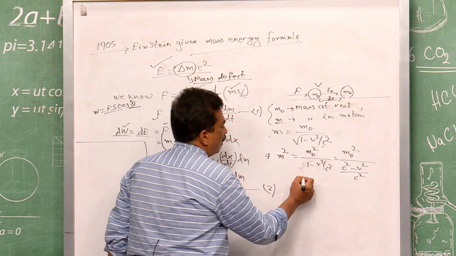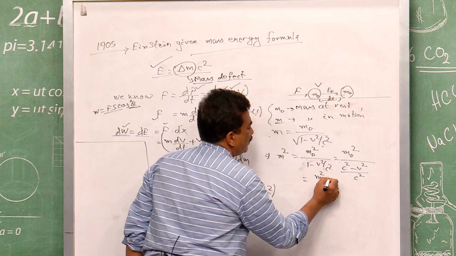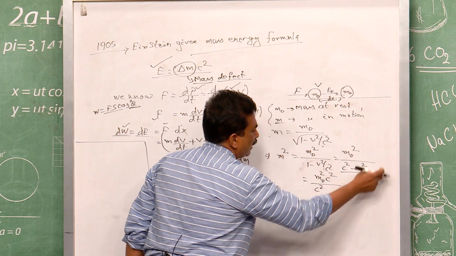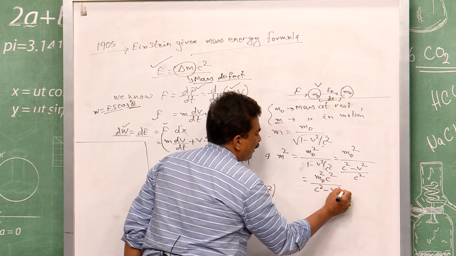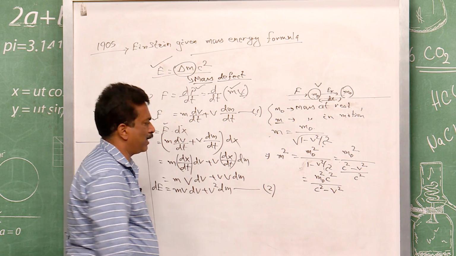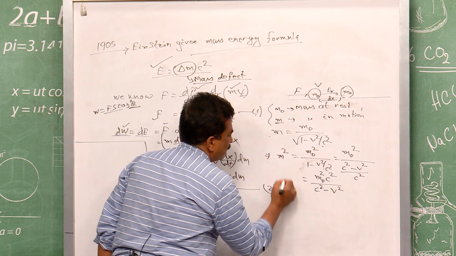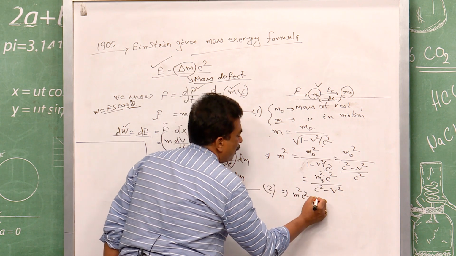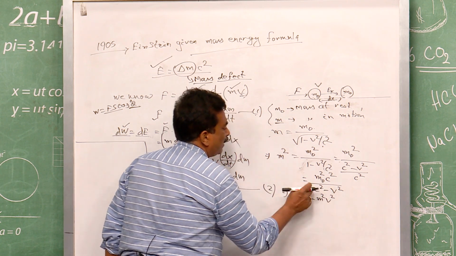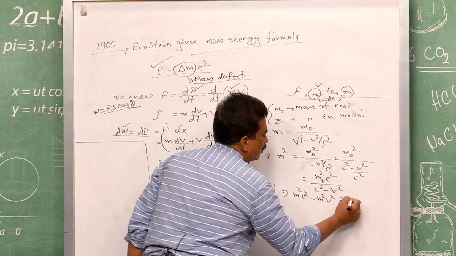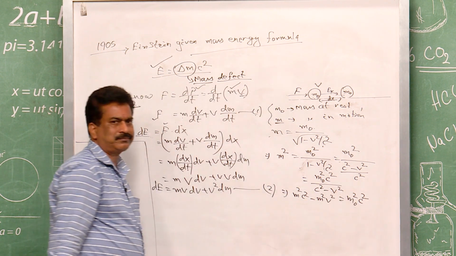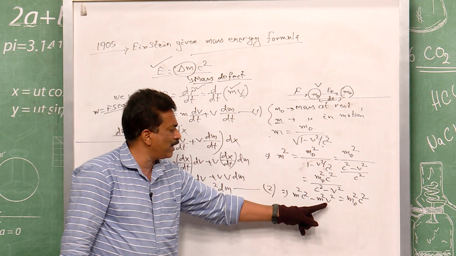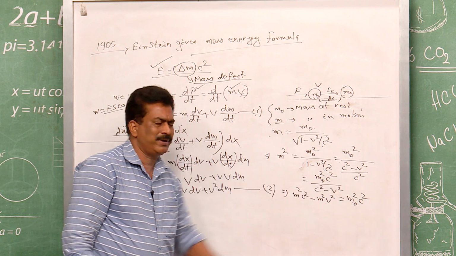This c square will go up. So that is equal to m0 square c square by m0 square, c square minus v square is equal to m square. Making the cross multiplication, m square c square minus m square v square is equal to m0 square c square.